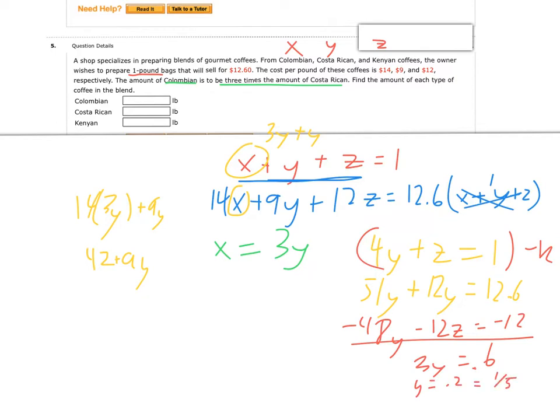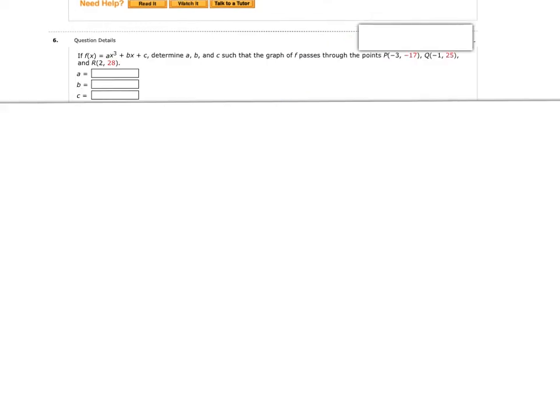So that's my answer for Costa Rican, 1/5 of a pound. It does make sense that that's less than 1, because we're only making 1 pound of coffee here, so each one of these should be less than 1. Okay, so next up, I can find x really quickly by using this equation. So x equals 3 times 1/5, which is 3/5. And then lastly, it looks like I have 4/5 together, so this last one will also be 1/5 for me.